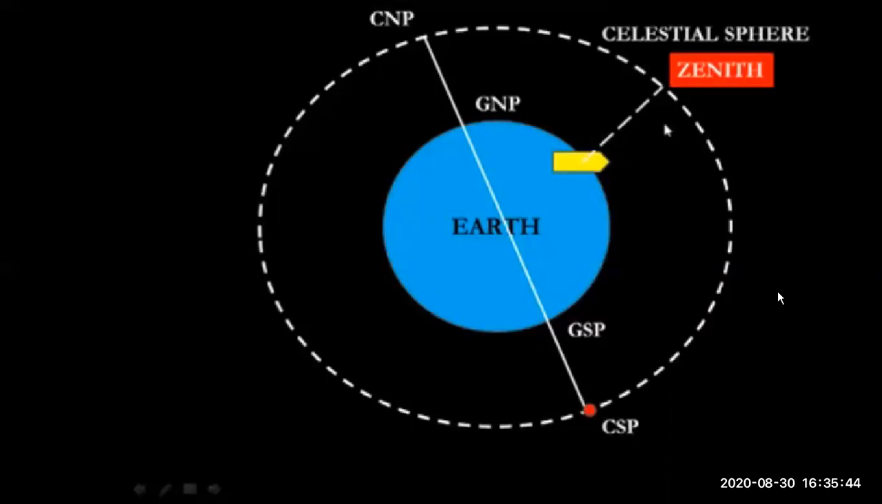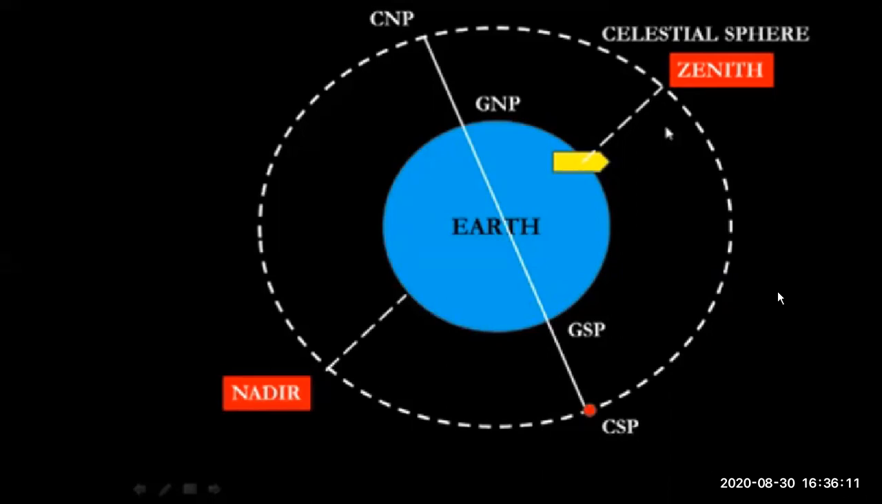Now let us see what is nadir. Nadir is exactly opposite of zenith. So if you want to define nadir, nadir is the point on the celestial sphere which is directly opposite to the observer's zenith. So it will keep changing with every observer. Now let us understand what is rational horizon.